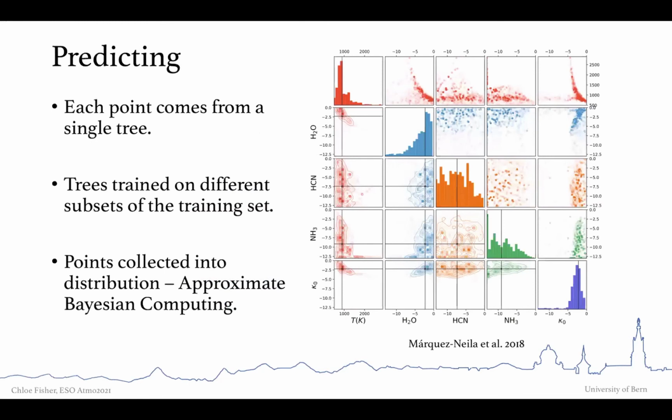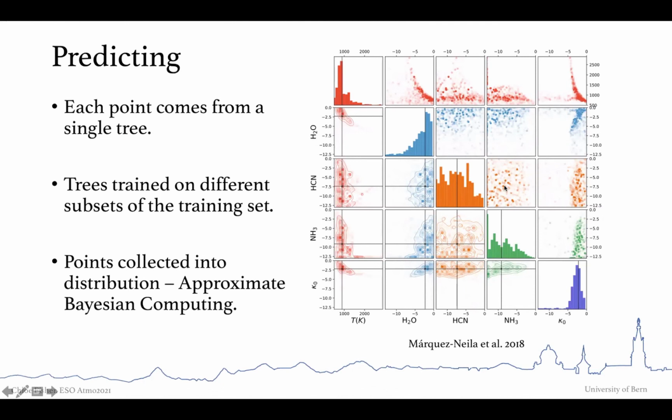Okay, so then a single prediction that you do on a real spectrum or just a mock spectrum that you have will give you something that looks like this. So in the top right, you've got the predictions from all of the trees and they just collect into these distributions. And this is the ABC approximate posteriors.